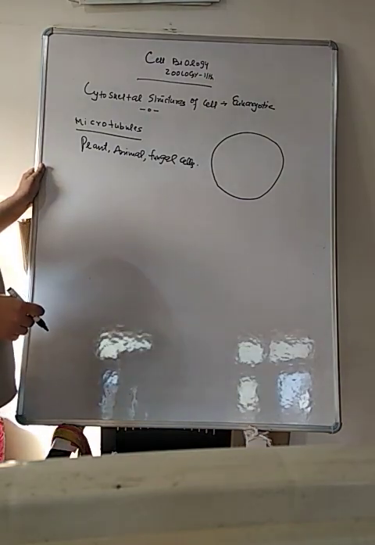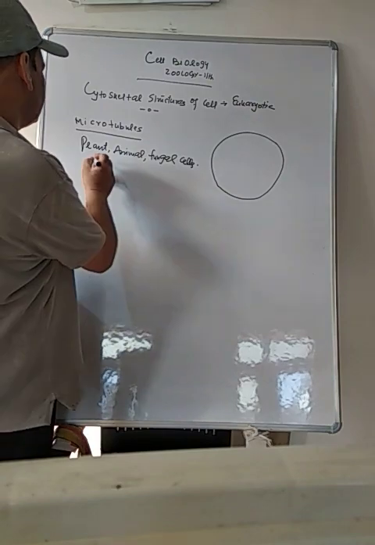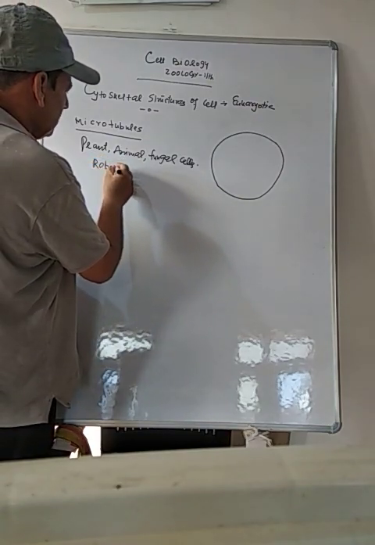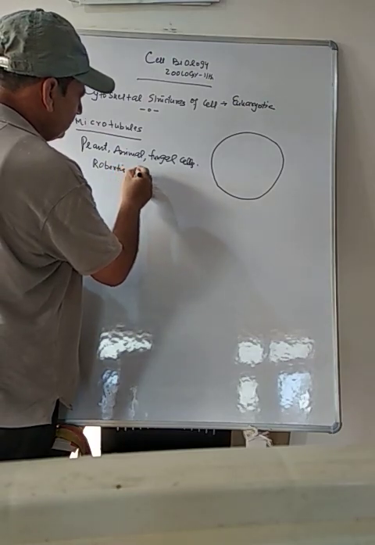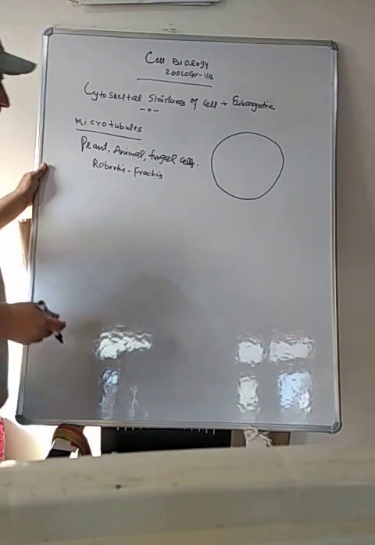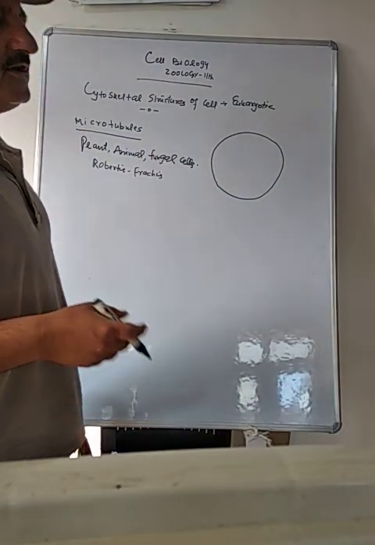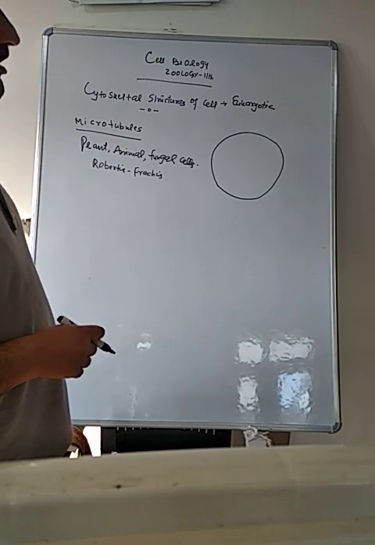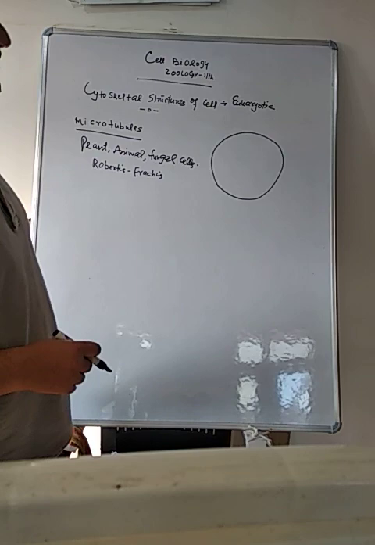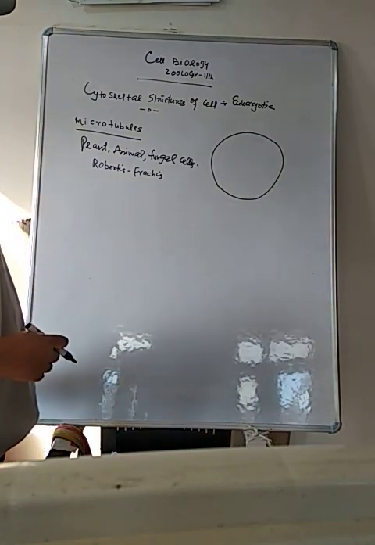And Roberts was a scientist, Robert, along with an associate called Francis. They have the credit that they discovered microtubules first. Actually, at that time they called them neurotubules because they saw them in some neurons. But later these were called microtubules.